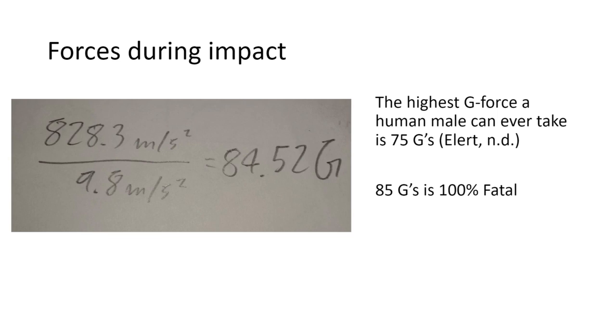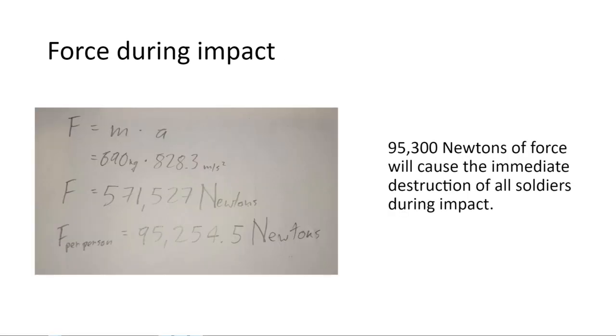According to a website, the highest G force a human male can ever take, and might still survive with several injuries, is 75 Gs. But with 85 Gs of deceleration upon impact, it's 100% fatal. With Newton's second law of motion, we can figure out the force acting upon them upon impact. If all the soldiers together weigh about 690 kilograms and decelerate at 828.3 meters per second squared, each soldier will experience about 95,300 newtons of force. And with common sense, we can find out that it's immediate destruction of all the soldiers during impact.